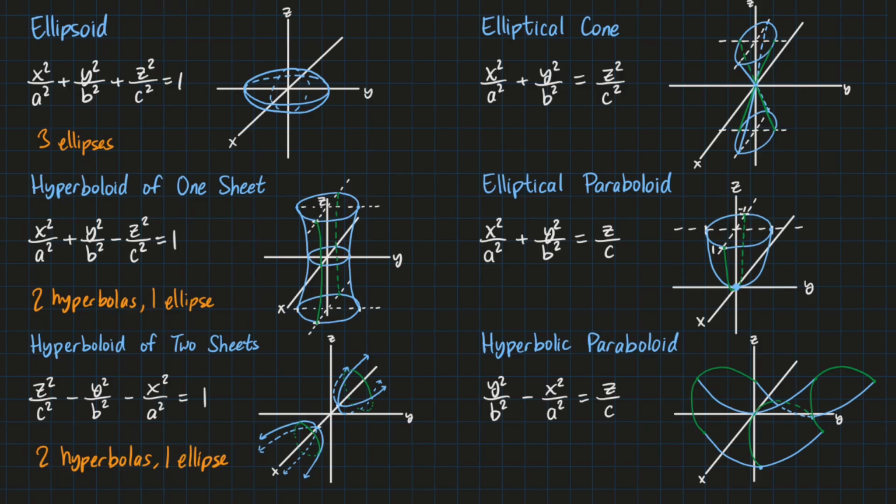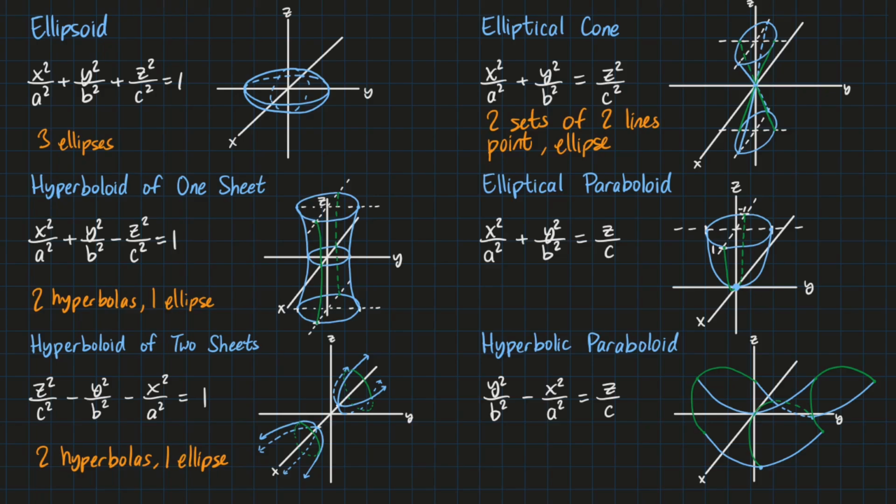For an elliptical cone, we have 2 sets of 2 lines. All 4 of those lines intersect at the origin. And in the equation, 2 of the variable terms are on the same side, and there's 1 variable term by itself. The variable term by itself in our example is z, so when z equals 0, we'll have a point at the origin. If z was some other value, we'll have an ellipse wrapping around the z-axis. And the traces of the ellipse get bigger the further z is away from the origin.